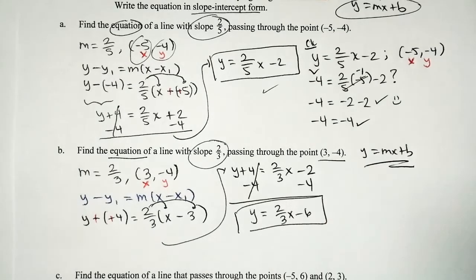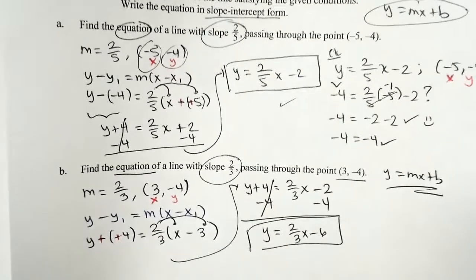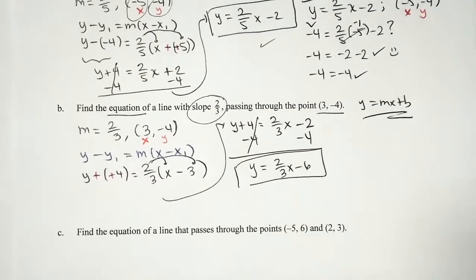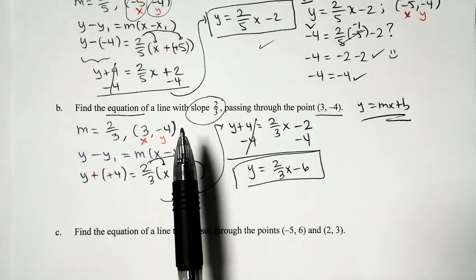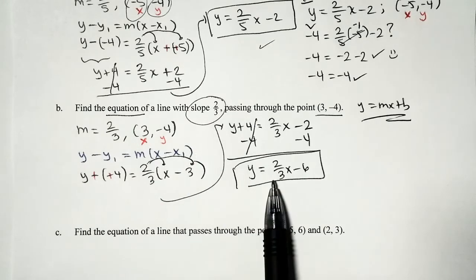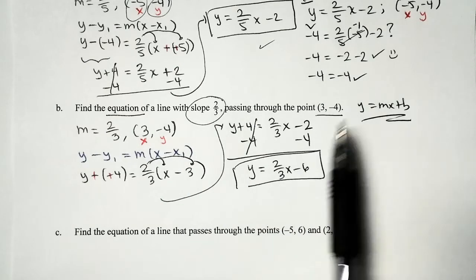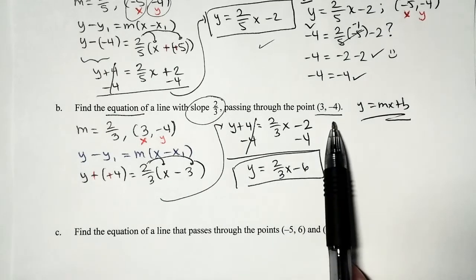And the question is, is it correct? I don't know. We have to do the math. But I know our answer is reasonable because the problem said that the slope is 2/3. We have a slope of 2/3. Now I'm going to let you check it on your own to see if 3, -4 is a solution. It is. I already checked it at my house.